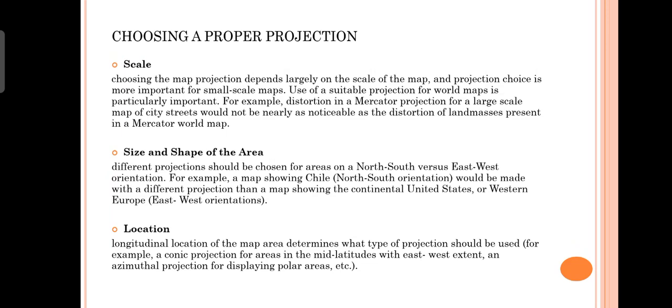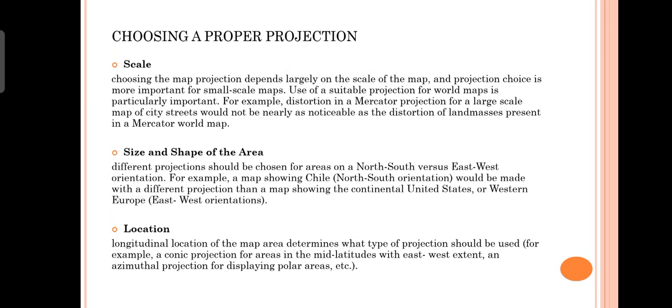Second one is size and shape of the area. Different projections should be chosen for an area with a north-south versus east-west orientation. For example, a map showing Chile, having a north-south orientation, would be made with a different projection than a map showing the continental United States or Western Europe, which have east-west orientations.